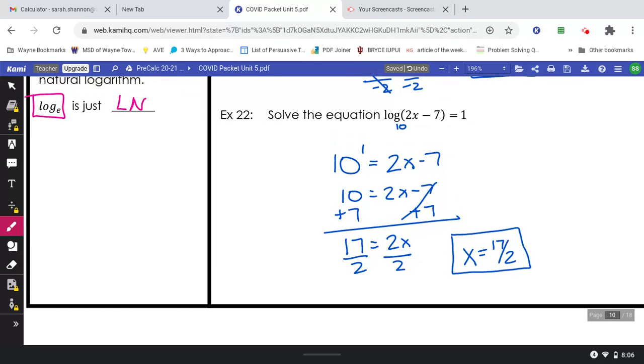So one thing I want to leave you with is logs and exponents. I know we talked about inverses. Logs and exponents are inverses of each other. That's why we can rewrite one from another and go from one form to the next.